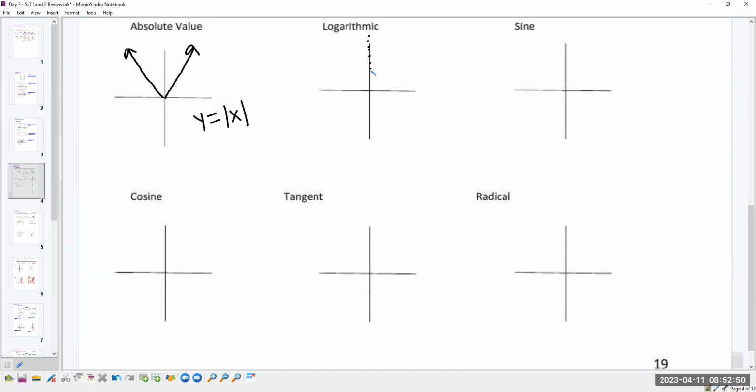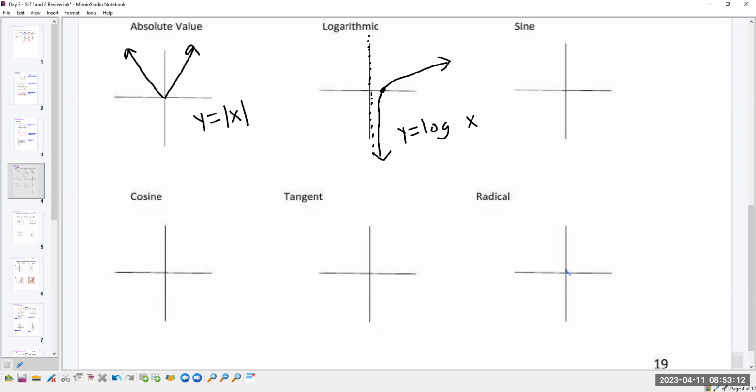Logarithmic. Okay, now the two that people confuse the most are logarithmic and radical. I'm going to do them together. Logarithmic graphs have that vertical asymptote. They have a point at (1, 0). And they come up and across. They are the inverse of an exponential.